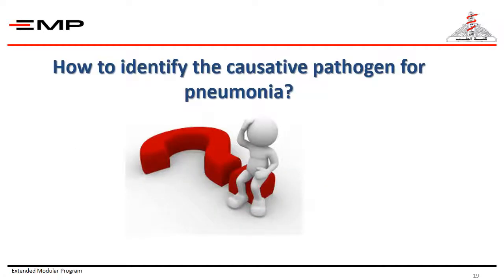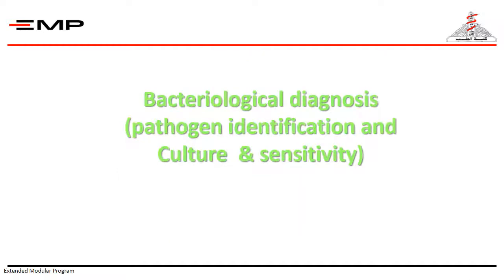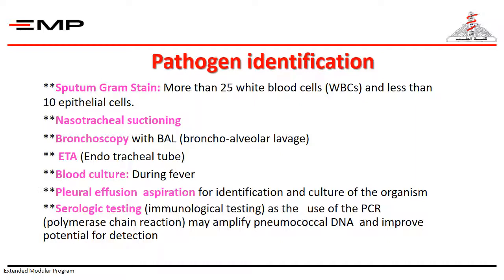How to identify the causative pathogen for pneumonia, or how to reach the bacteriological diagnosis for culture and sensitivity and pathogen identification? Pathogen identification may be through one of the following: sputum, nasotracheal suction, bronchoscope, endotracheal tube, blood culture, pleural effusion aspiration. Any of these samples should be sent for Gram stain, culture, and sensitivity.